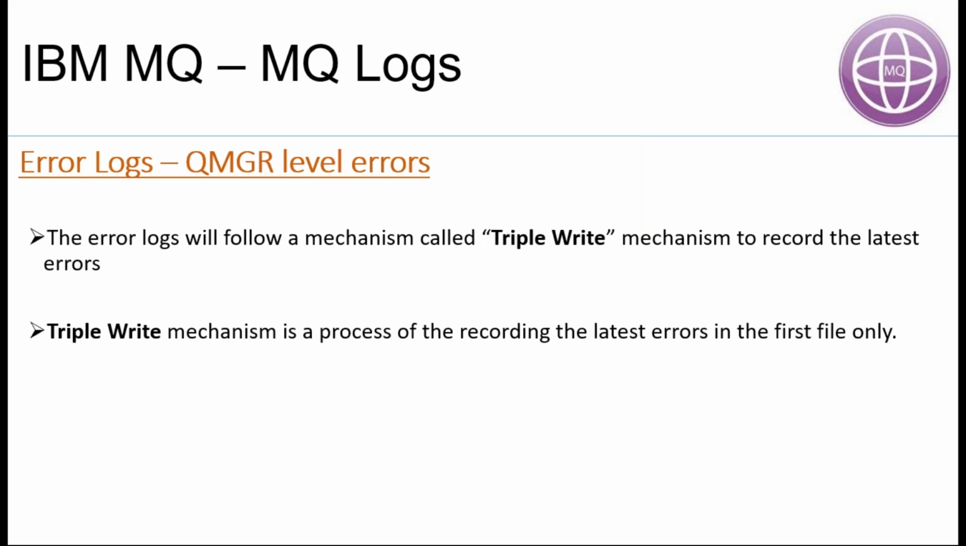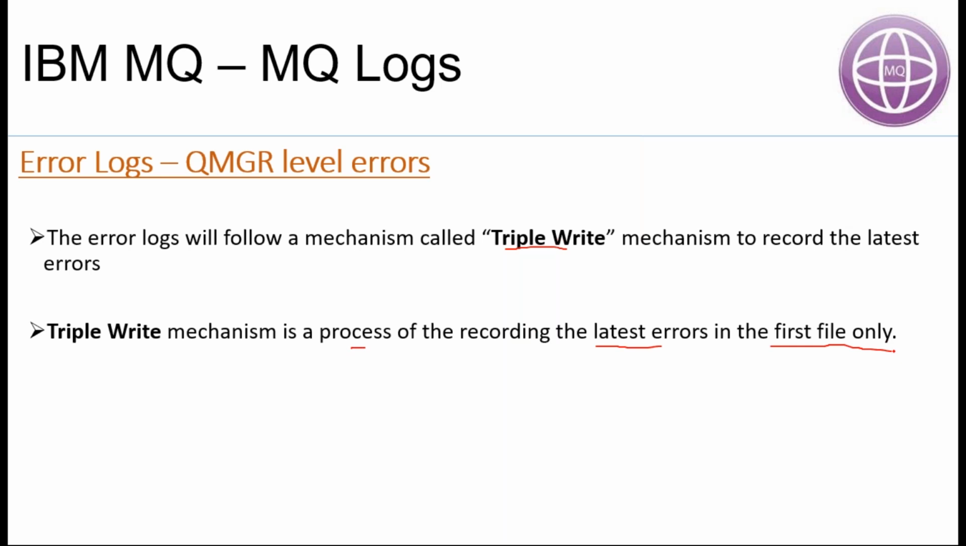It means in the errors directory, we already know that we will have three files: AMQERR01.LOG, 02.LOG, 03.LOG. Now if any latest error happens, which file should I open? The answer is, you must go to the first file to see the latest error, because the purpose of the triple write mechanism is recording the latest error in the first file only. That is the purpose of the triple write mechanism.